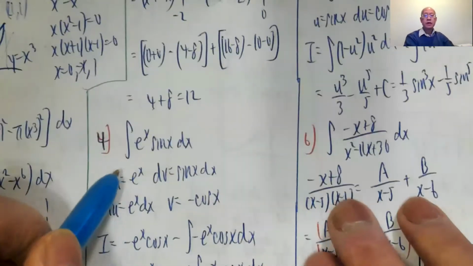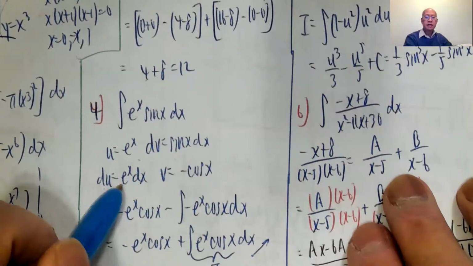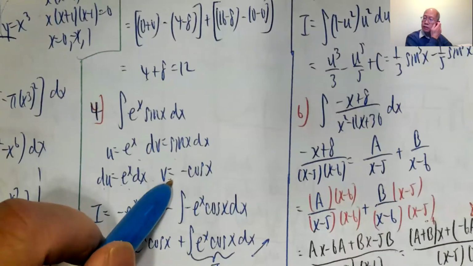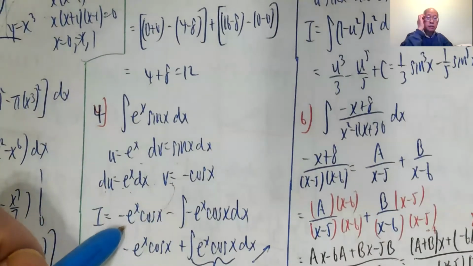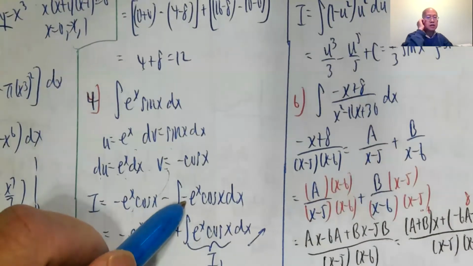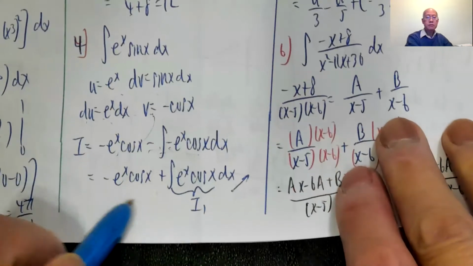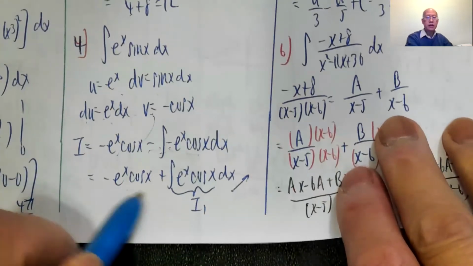Number 4, let u be e to the x, dv is sine x dx, du is e to the x dx, v is negative cosine x. We're integrating by parts. So the integral is negative e to the x cosine x minus the integral of v du, negative e to the x cosine x dx. Double negative, make that a plus. So I have negative e to the x cosine x plus I1.